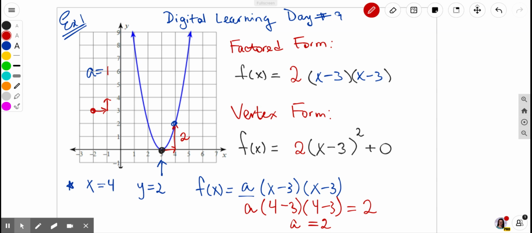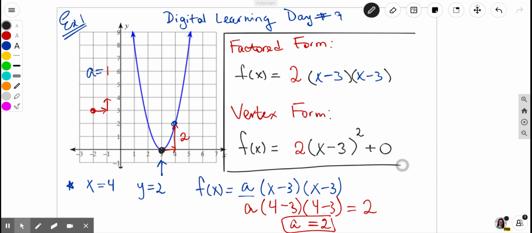So again, if you notice, it's exactly the same a value that we were able to get from the graph. So it doesn't really matter which method you use, you get the same a value. So it's going to really be more about what you feel more comfortable with. So these are your answers.